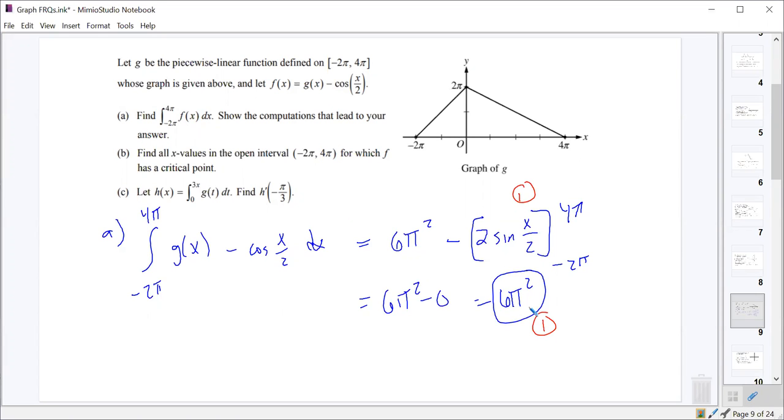So you're asking about part A. Where did I get the 6 pi squared one more time? It's just the area underneath this curve, the graph of g. That's the integral of g from -2 pi to 4 pi. This is a length of 6 pi, the triangle has a height of 2 pi, so 6 pi times 2 pi, and then it's a triangle, so 1/2 of that. Cool. Yep, no problem. All right, everybody good with A now?